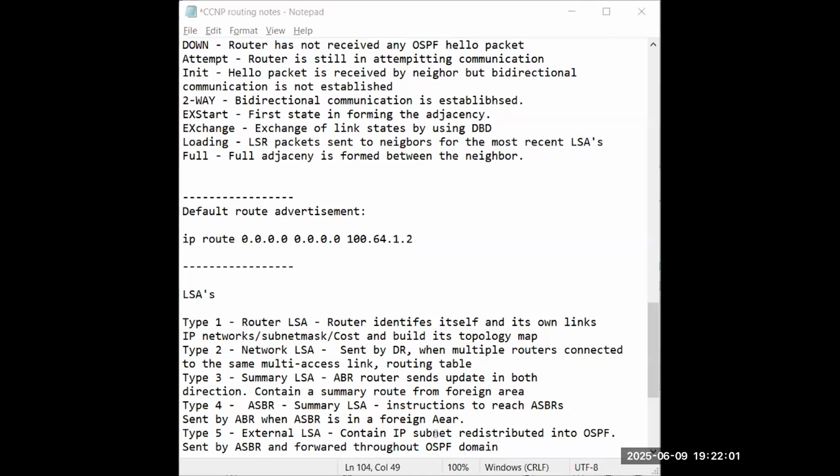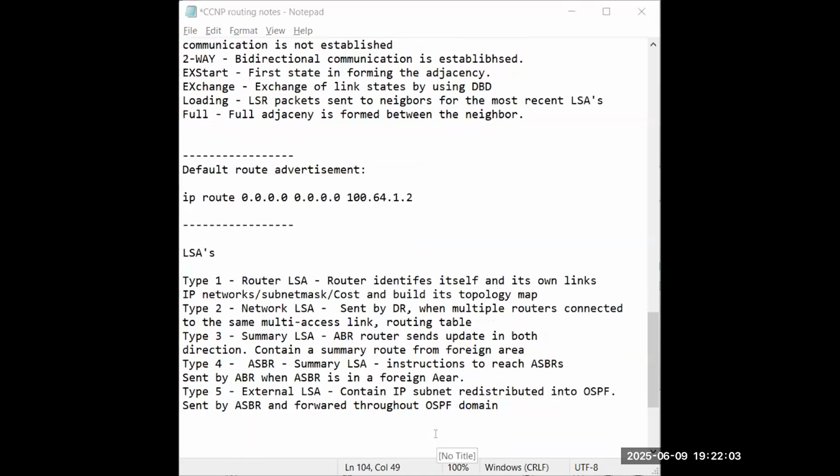So type 5 is external LSA. It's going to contain only the redistributed information into the OSPF network. It is similar to type 4, where type 4 is a summary LSA giving instructions to reach the ASBR. So in the topology diagram, once again.